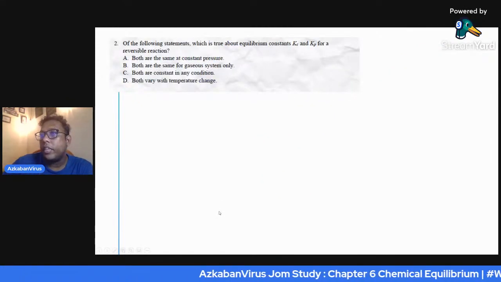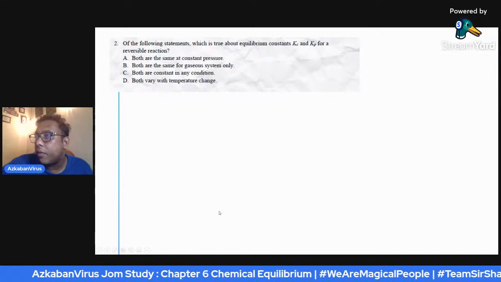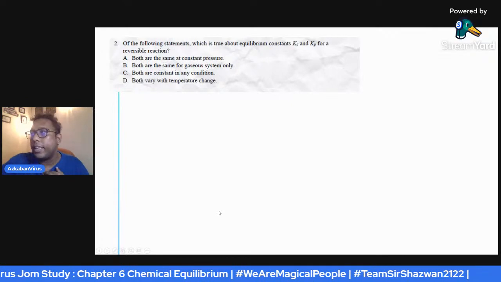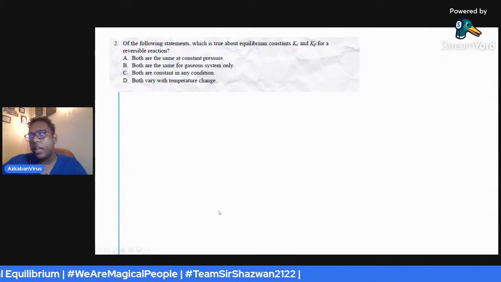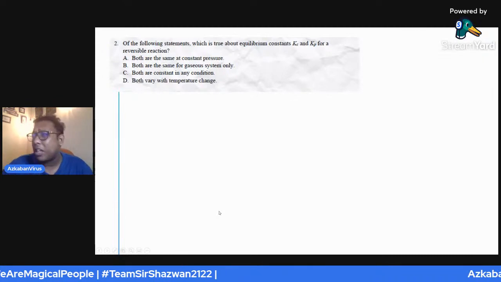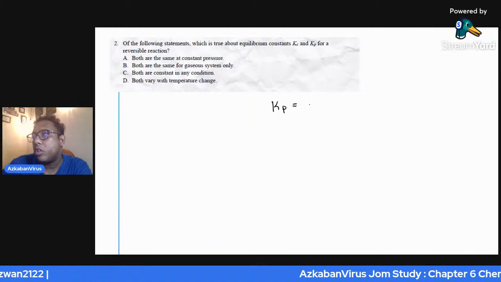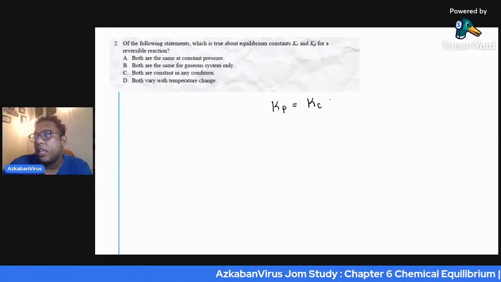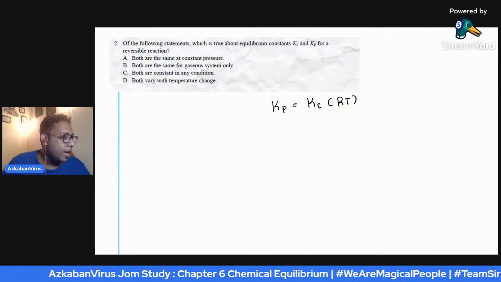Kita teruskan next question. Of the following statement, which of the following is true about equilibrium constant Kc and Kp for a reversible reaction? Okay, dia nak Kp dan Kc. So kita tulis dululah relationship dia. Kp is equal to Kc darab RT to the power of delta N.